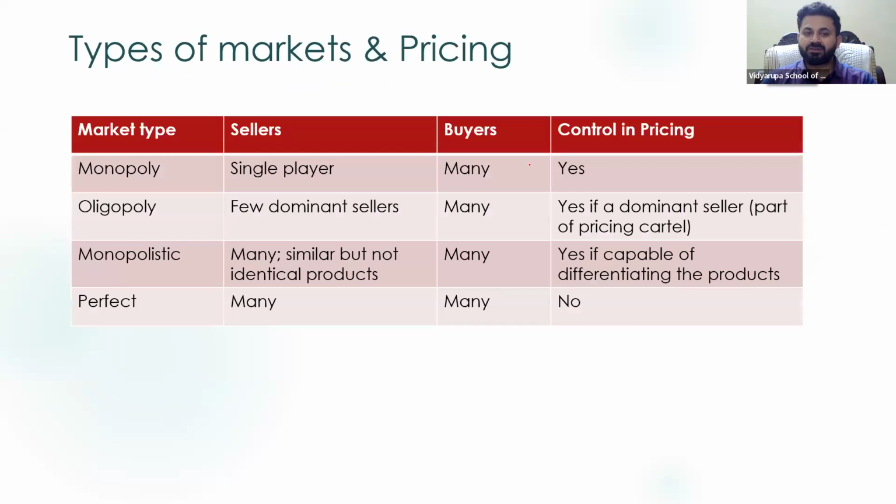So this is a chart. You can go through it. What matters the most to us is the last column. Again, it's from a pricing perspective. When you are about to fix the selling price of your product, depending on the type of market in which we operate, whether it's a monopoly, oligopoly, monopolistic or perfect competition, how much control we have over pricing can be affected. And that's what we are looking at here.